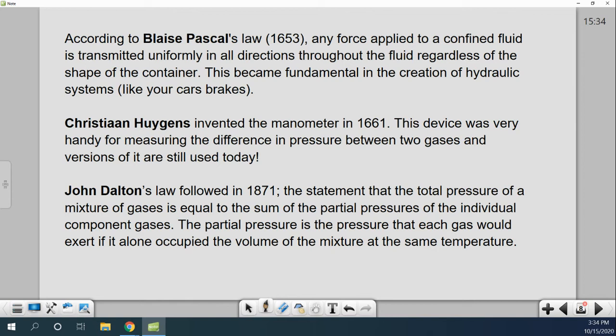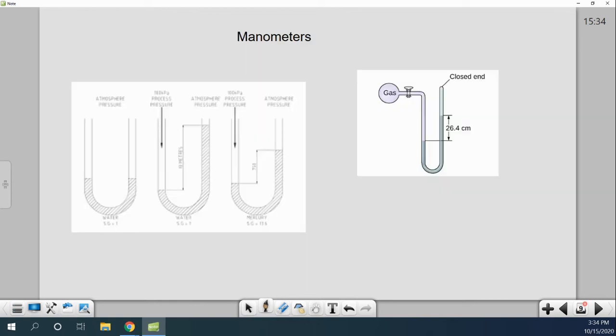Next up, Christian Huygens? He invented the manometer in 1661. Now, I'm going to flip to the next slide in a second to show you what a manometer is, but it's a very handy way to measure the difference in pressure between two gases. And so versions of this are still used today. They call this an open manometer.